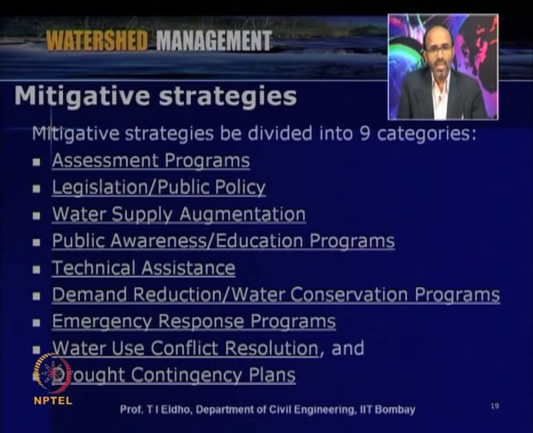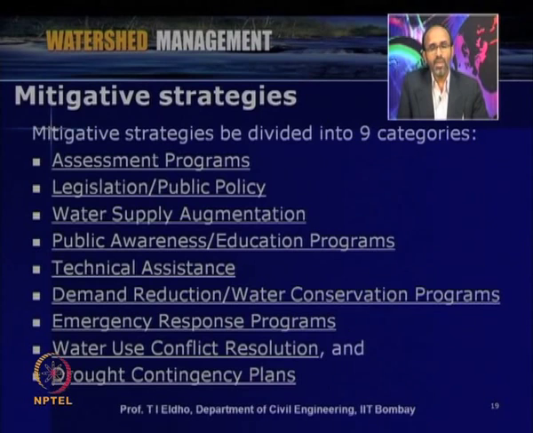The second one is legislation and public policy. For drought-prone areas, to deal with droughts, the state or central governments can come up with legislation and public policy documents which can be effectively utilized. For example, the Government of India has made National Disaster Management Action Plans, and accordingly drought mitigation plans. Such plans, available now as a document, will help to have a public policy with respect to the drought situation.